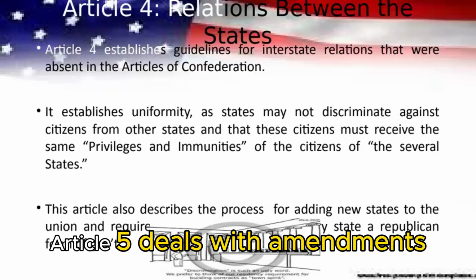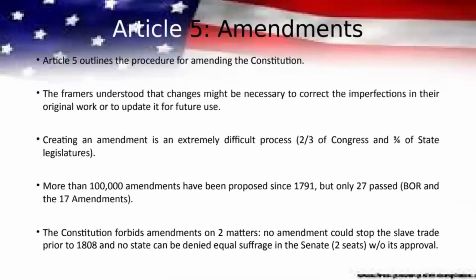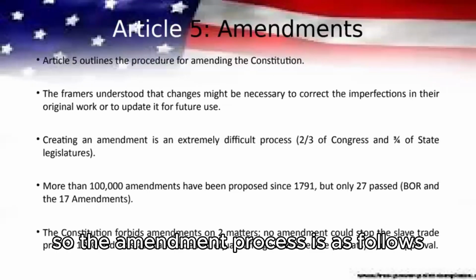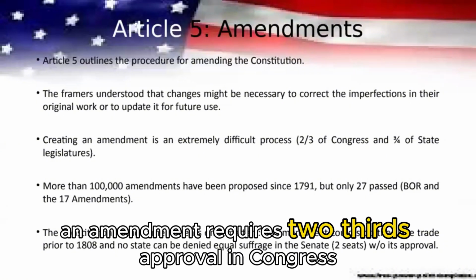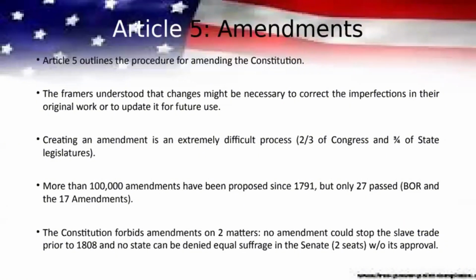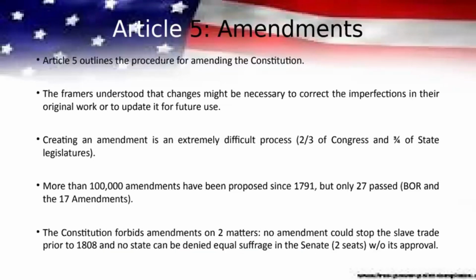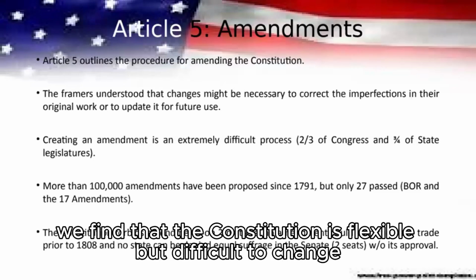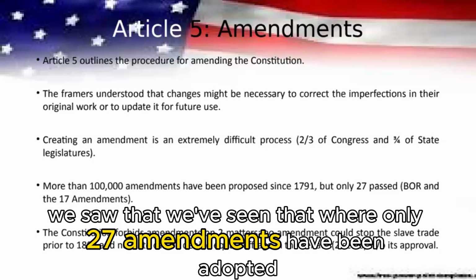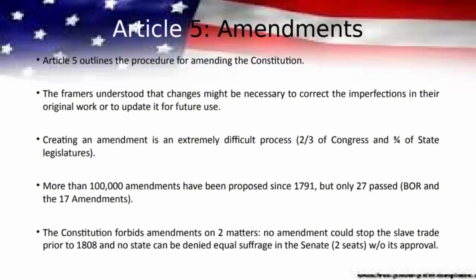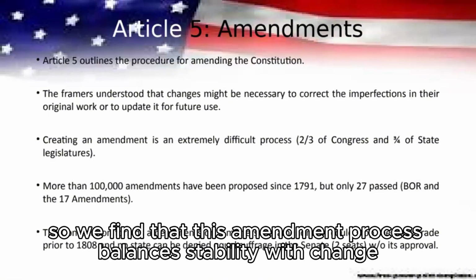Article 5 deals with amendments. So the amendment process is as follows. An amendment requires 2/3 approval in Congress and ratification by 3/4 of the states. As a result, we find that the Constitution is flexible but difficult to change. We've seen that only 27 amendments have been adopted despite thousands being proposed. So this amendment process balances stability with change.